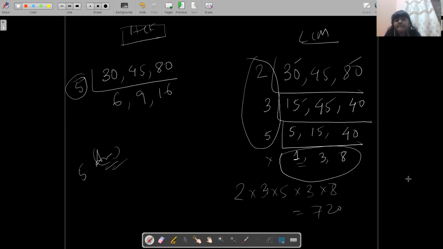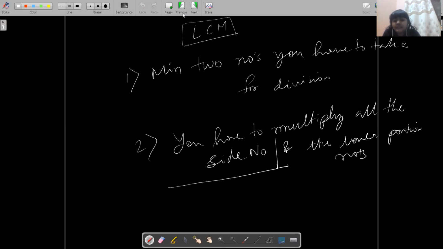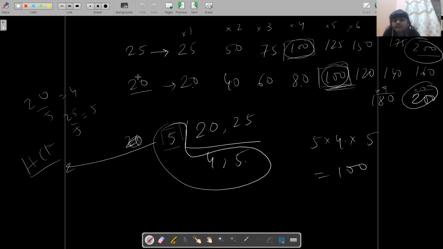Yes, I got it. Now, if we take the multiples of each number, 30, 45 and 80, 30 into 1, 30 into 2, 30 into 3, like that, you will find the lowest common multiple would be 720. I have already shown you that series. If you take the numbers and make this series, you will find only 720 is the common number. The first common number should be 720.